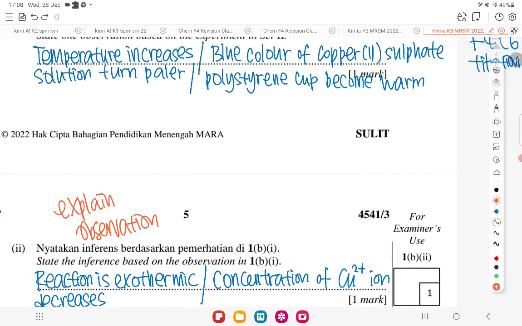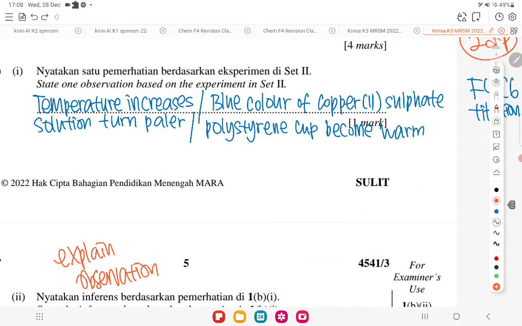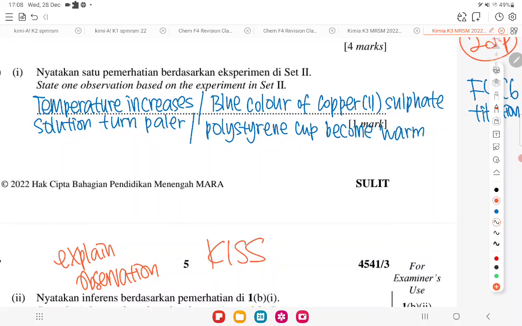So how to explain? Very simple. Remember, don't over explain, don't make the answer long. Just remember the key: keep the answer short and keep the answer simple. That is what you need to know. So how are we going to tackle the question?